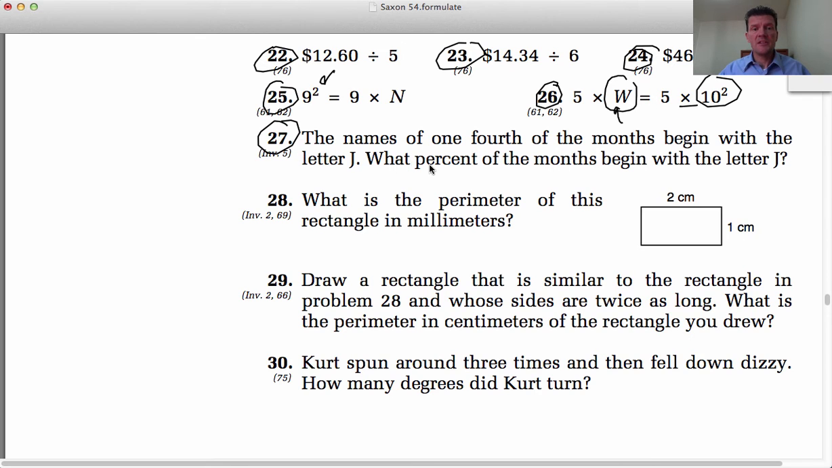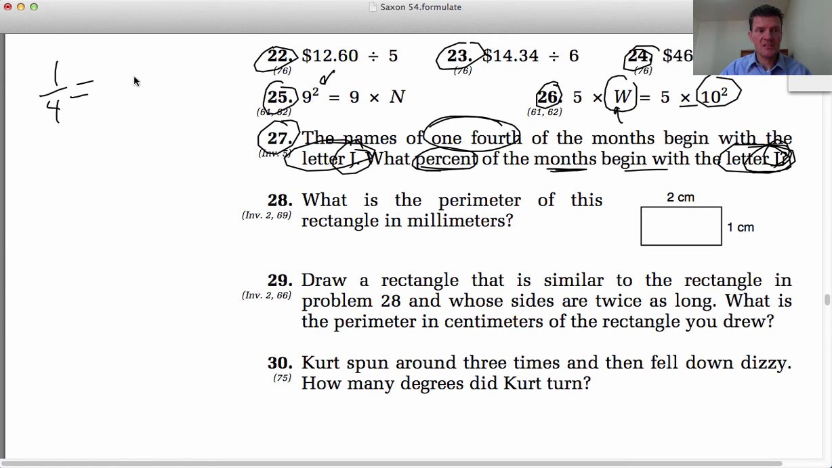27. Let's jump down here. The names of 1/4 of the months begin with the letter J. Interesting. What percent of the months begin with the letter J? So here it says 1/4. That's a fraction. And now it's just saying what percent of the months begin with the letter J. It's the same thing. We're still talking about the letter J, but they just want you to write this fraction as a percent. Percent means per 100.